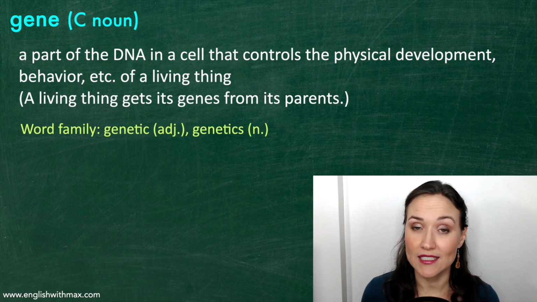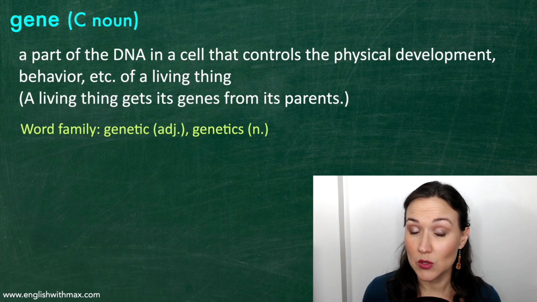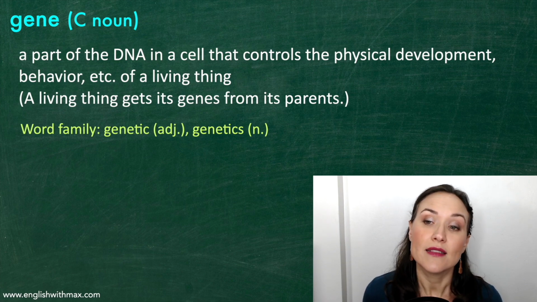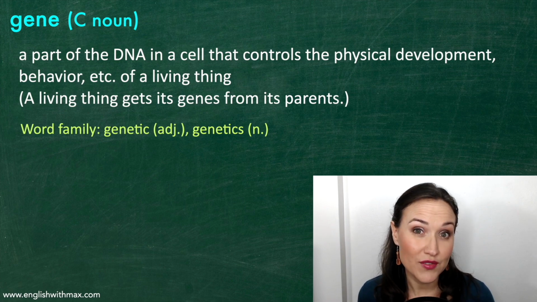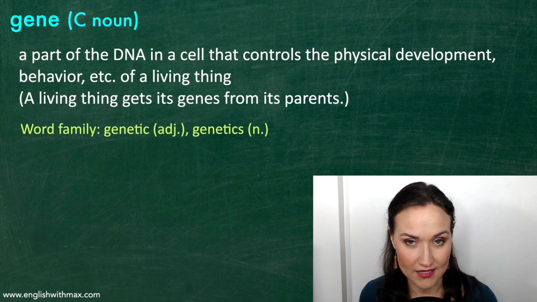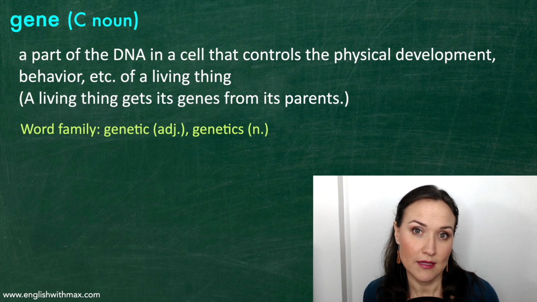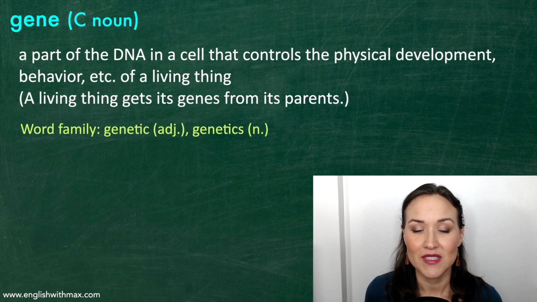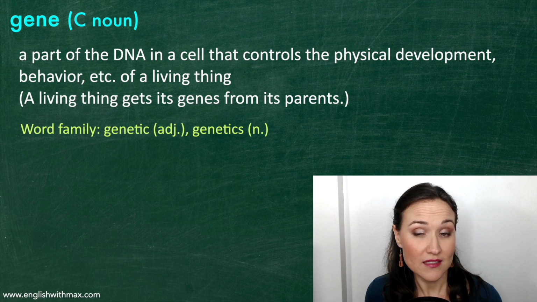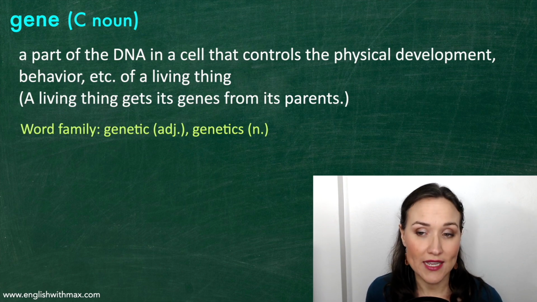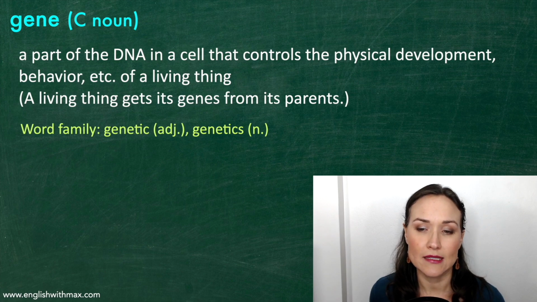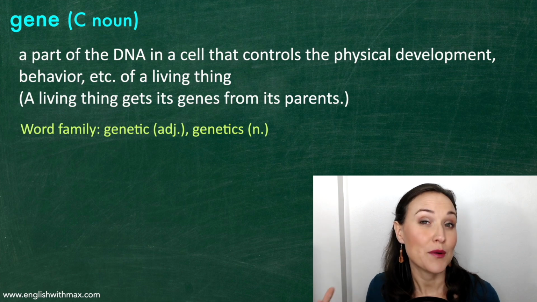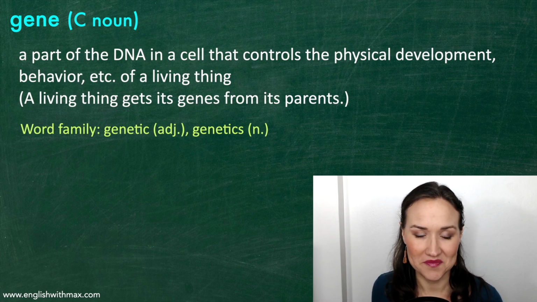Now we have gene. Gene is a countable noun. A gene is a part of the DNA in a cell that controls the physical development, behavior, etc. of a living thing. A living thing gets its genes from its parents. Let's see the word family. We have the adjective genetic and the noun genetics. Genetics is the study of genes, or the group of genetic characteristics of an organism.